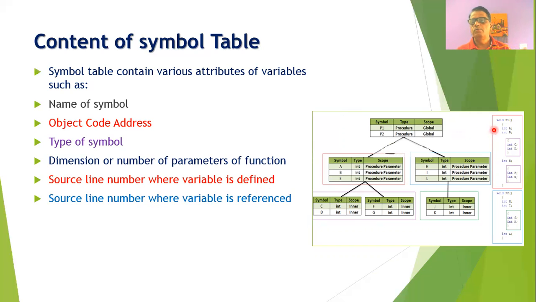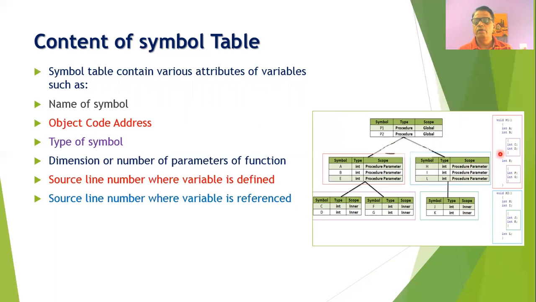So as shown over here, suppose we have the two procedures P1 and P2, then initially we can have the contents in the symbol table of P1 and P2 such that these are the procedures of which the scope is global. In P1, we have the different variables or different symbols such as A, B, and E, where these are of the type integer, and these are just nothing but the function parameters or procedure parameters. Then also we have the different variables in the procedure P2, such as H, I, and L, of which the type is integer, and they are also the procedure parameters.